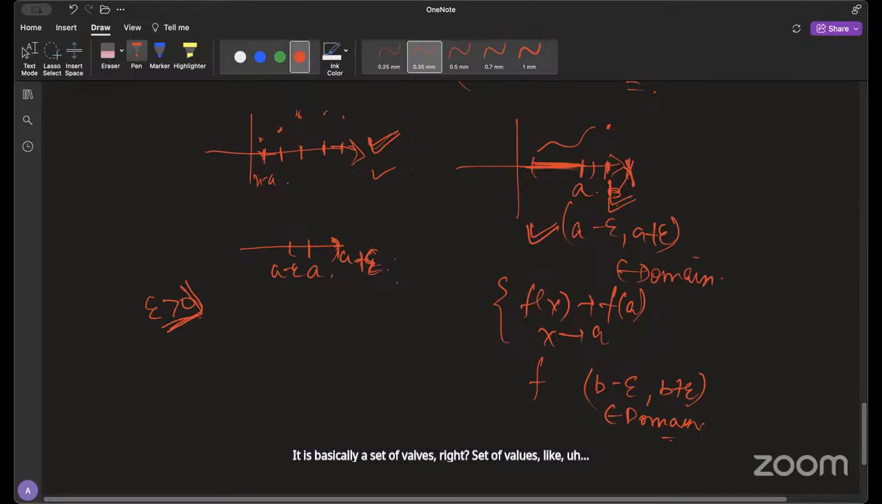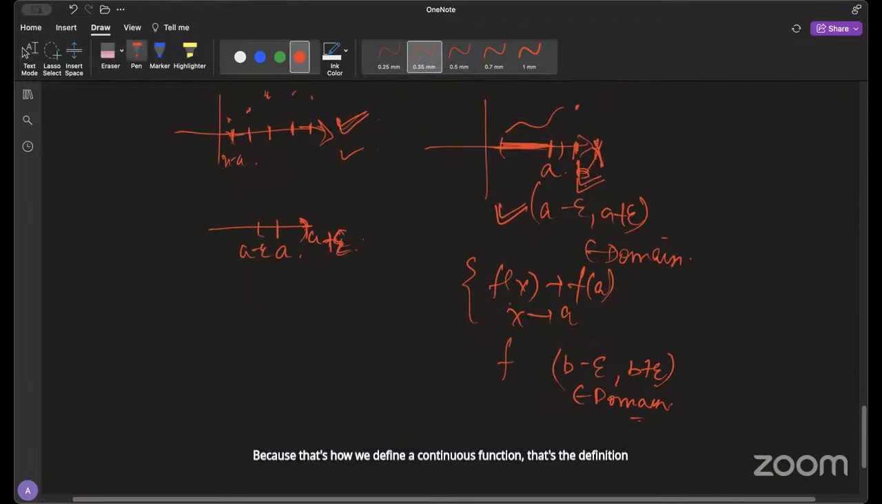How is B continuous? I mean, how is it continuous at B? Because that's how we define a continuous function. That's the definition of a continuous function.